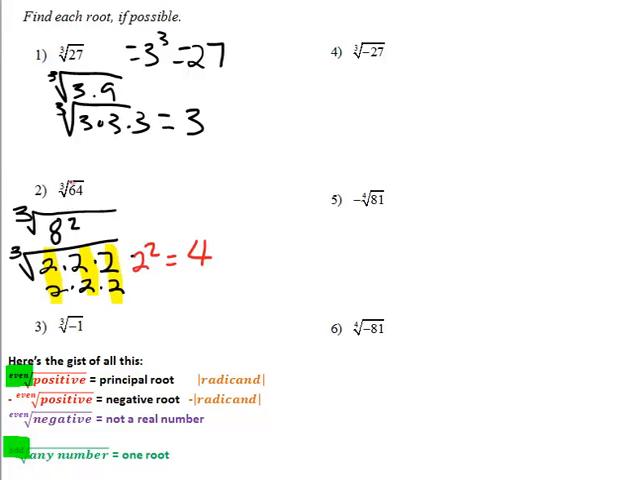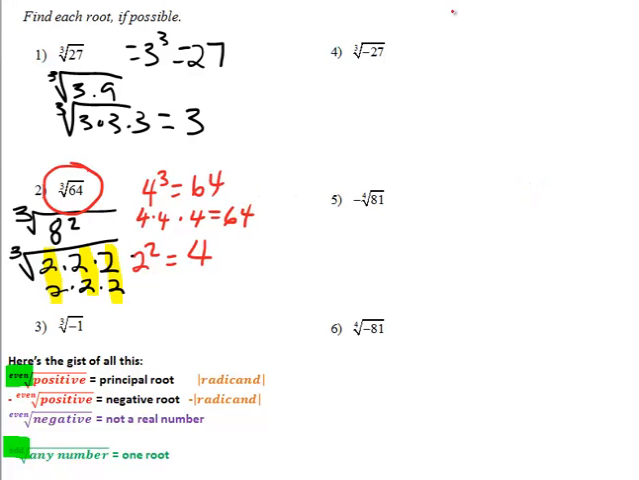Let's go back and take a look at this. So I had the cube root of 64. Let's check our work. Is it true that 4 cubed equals 64? 4 times 4 is 16, and 16 times 4 equals 64.